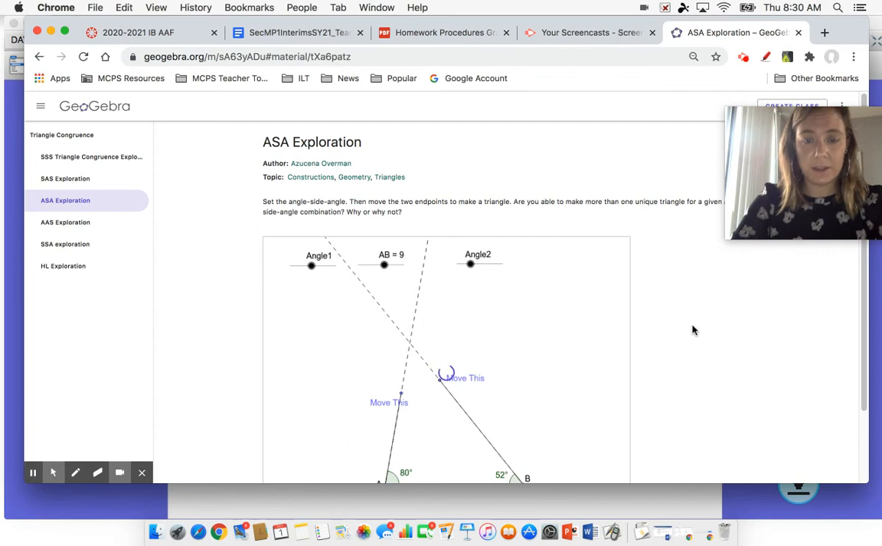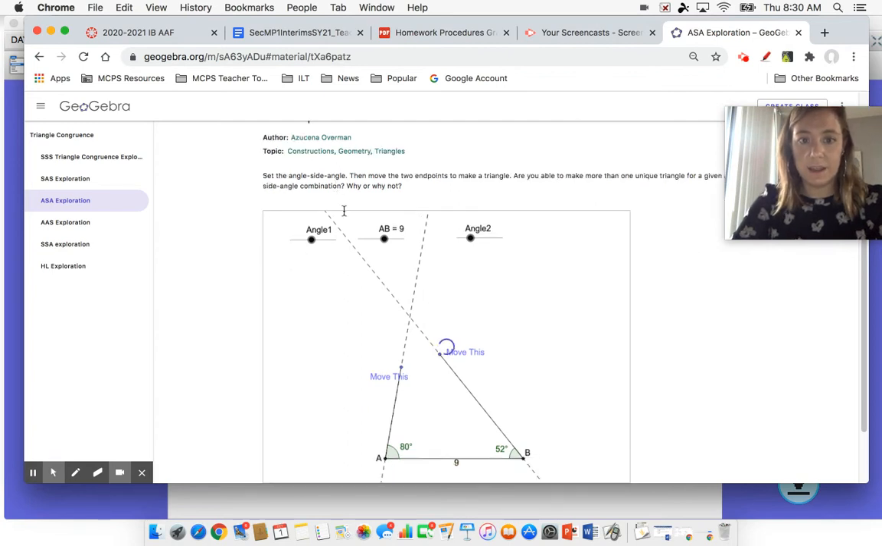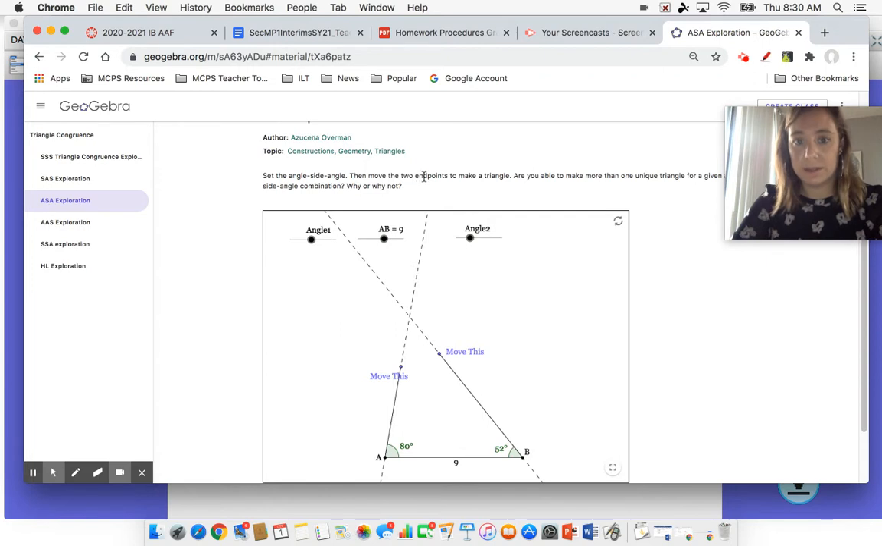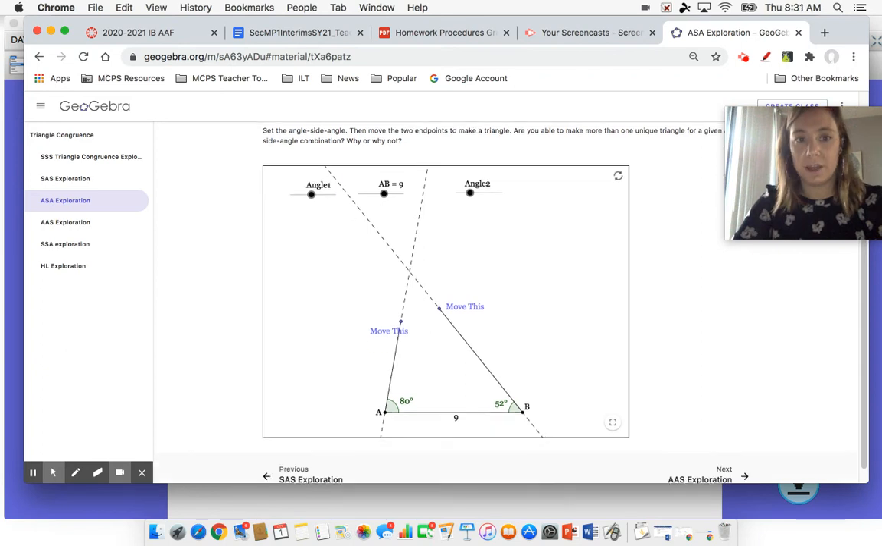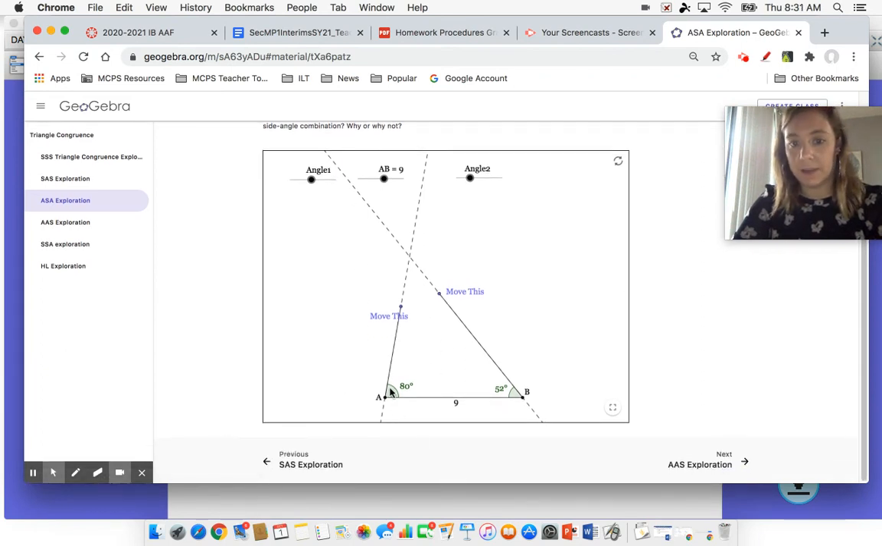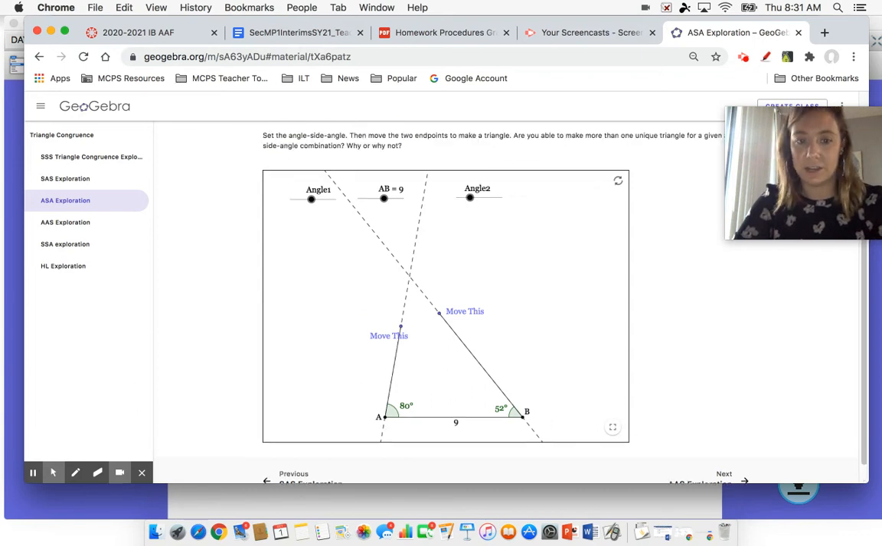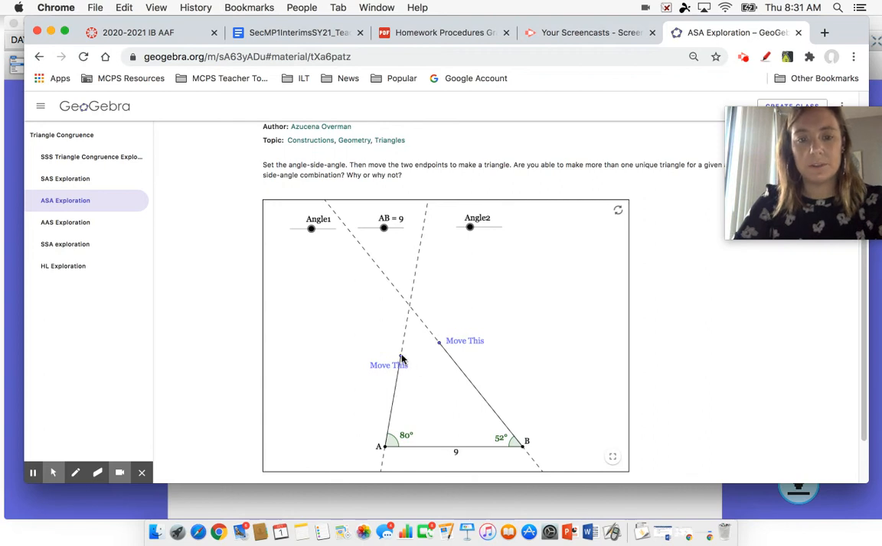So if you take a look at this website, it says set the angle, side, angle, then move the two endpoints to make a triangle. So I'm going to move this and move this. Are you able to make one unique triangle for the given combination? So I'm going to pick angle, side, angle. It's two angles and the side that they share, the ray that they share. So as I move this around, I pick how long I want this to be. I just want to know, now that I've done that, I pick how long this is going to be. You see how they only intersect once? It's not like I can do something different that forms another triangle. It's 9, 12, 9, right?